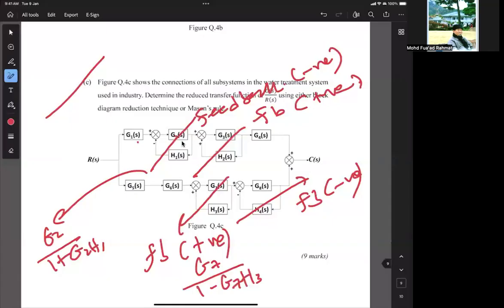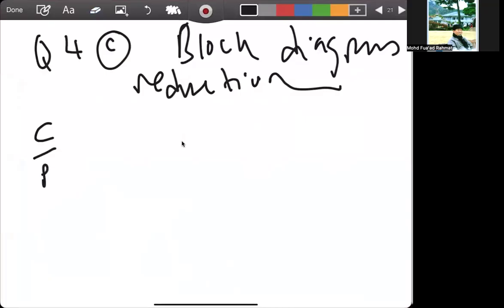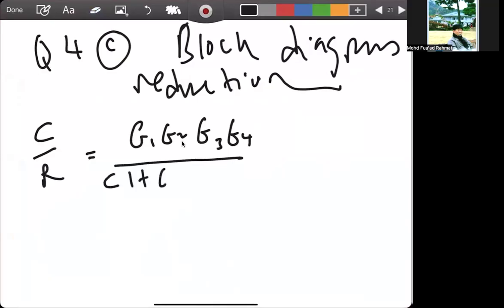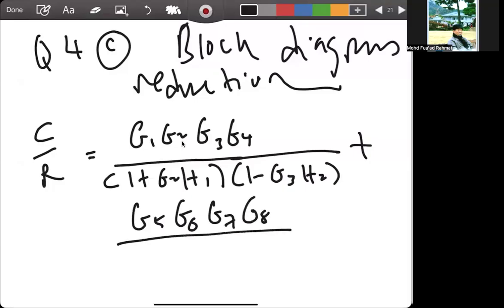So the final answer of this will be C over R equal to G1 G2 G3 G4 over (1 plus G2 H1)(1 minus G3 H2), plus G5 G6 G7 G8 over (1 minus G7 H3)(1 plus G8 H4).